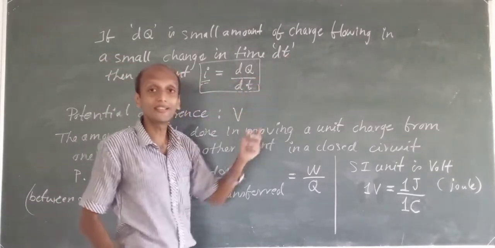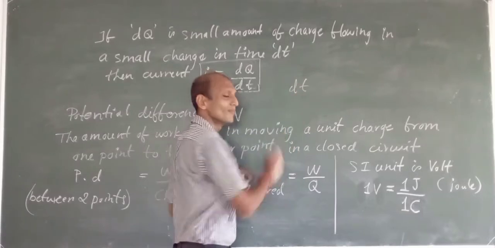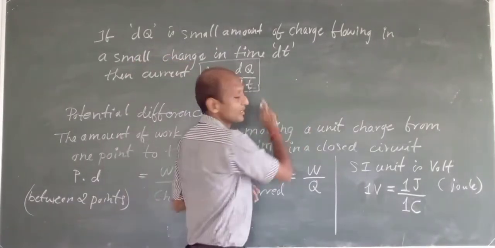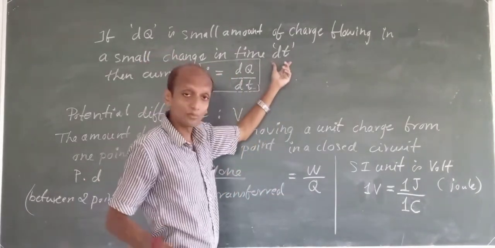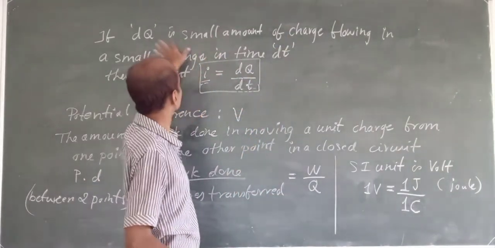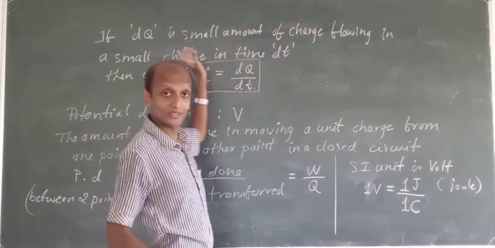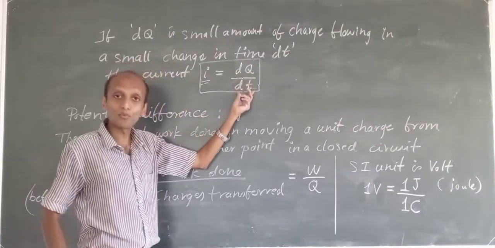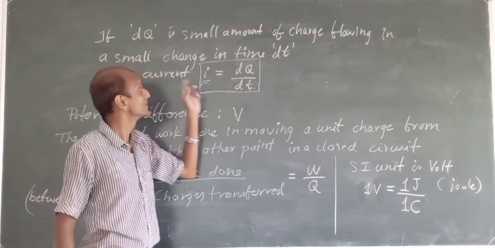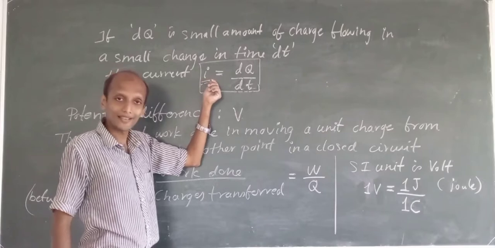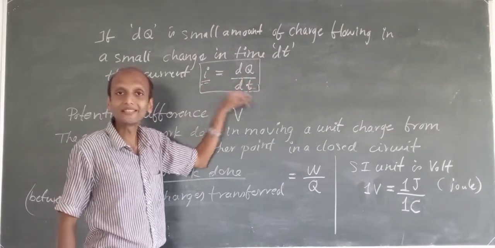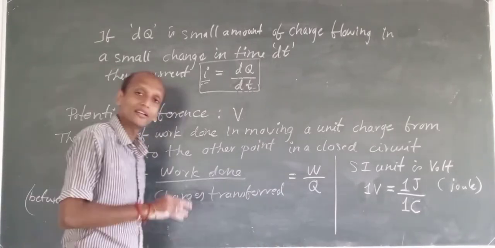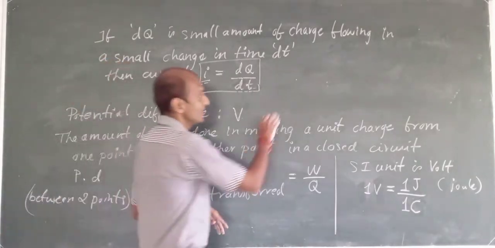Here dt means a small change in the time. In this small change in time dt, dq is the small amount of charge which is flowing. So then I can say the current i is dq by dt. This is how I can go for the current representation.